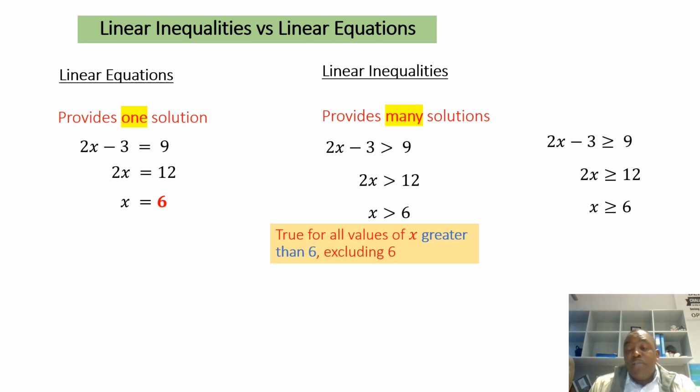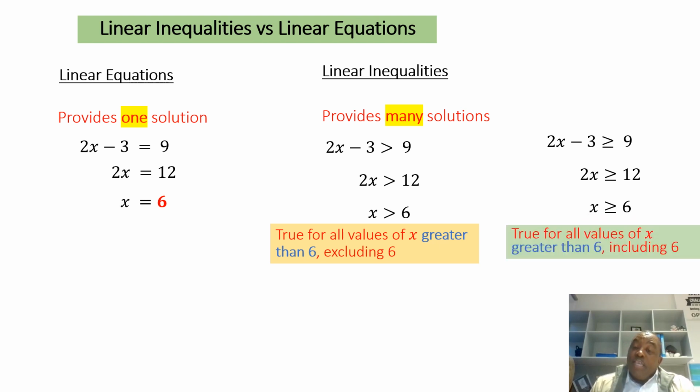So this one would be true for all values of x greater than 6, and it excludes 6. But look at this one, where now there's an equal sign on our inequality sign. The answer says x is greater than or equal to 6. In this case, it means the values of x that would balance our inequality start from 6. It's very important to understand that.